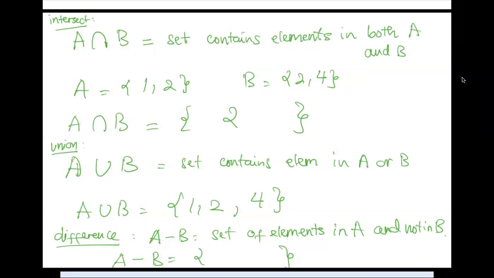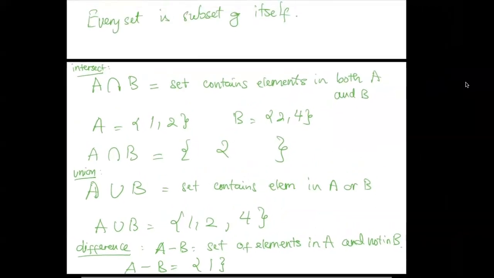Which means you will look at the set A and you will only include the elements that are not in B. So you will check, is 1 in B? No, 1 is not in B, so I will write it down. Is 2 in B? Yes, 2 is in B, so I will not write it down because it has to be in A and not in B. So A minus B will result in a set with element 1. Any question about this one?